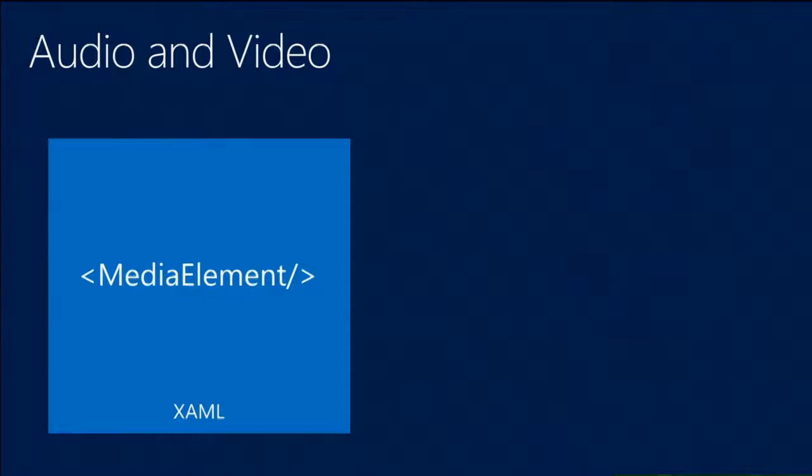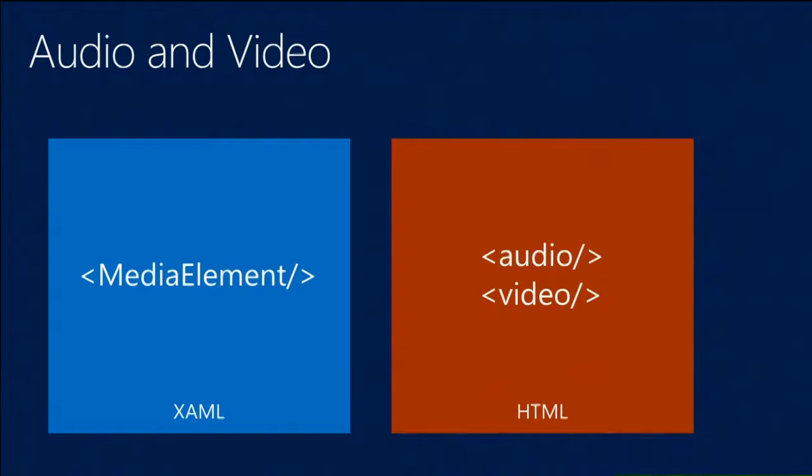In the XAML world, you use a media element for everything. You use it for the video, you use it for the audio, whether you're playing straight music, if you're doing sound effects, whatever the case might be, you typically will use a media element. In the HTML world, you're going to use the HTML5 audio and video tags. A slight difference, but it is a difference between the two stacks.